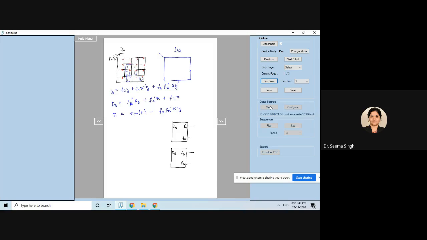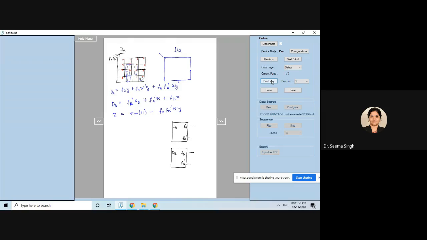Now you got this equation of DA, right? You got this equation of DA. So you are supposed to give this input circuit diagram. So DA is equal to the OR operation of three things.